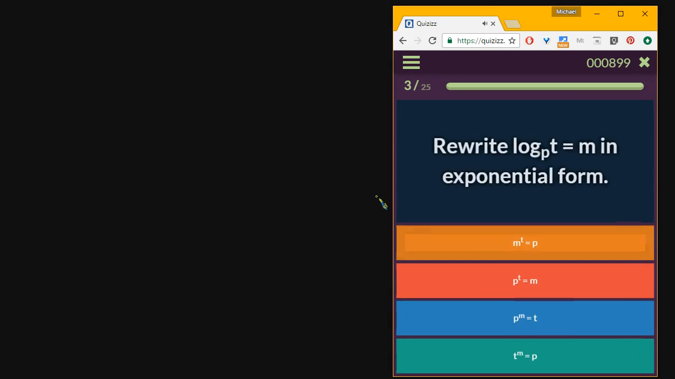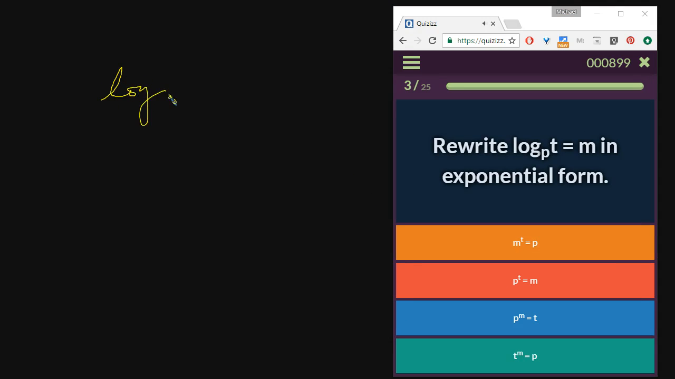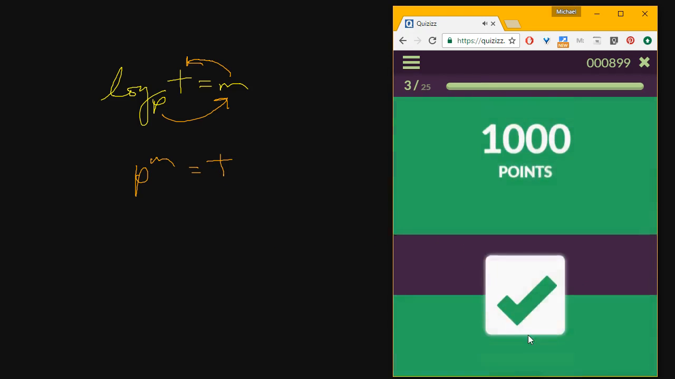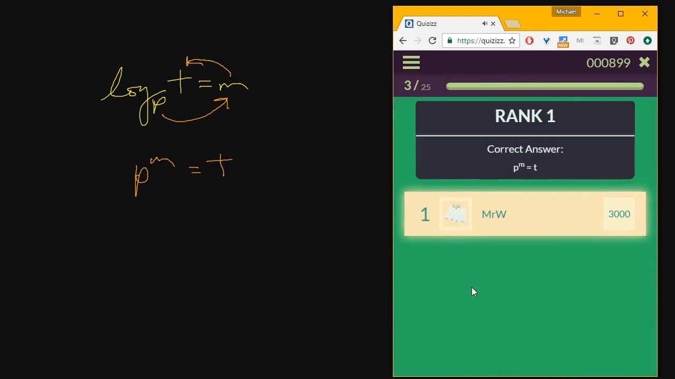Come on. Alright. Rewrite in exponential form: log base p of t equals m. I'm just going to use the Weingarten World and rewrite it like this. So it'll be p to the power of m equals t. You're going to see something like this on your test, so hopefully you get good at it. That went a little faster.